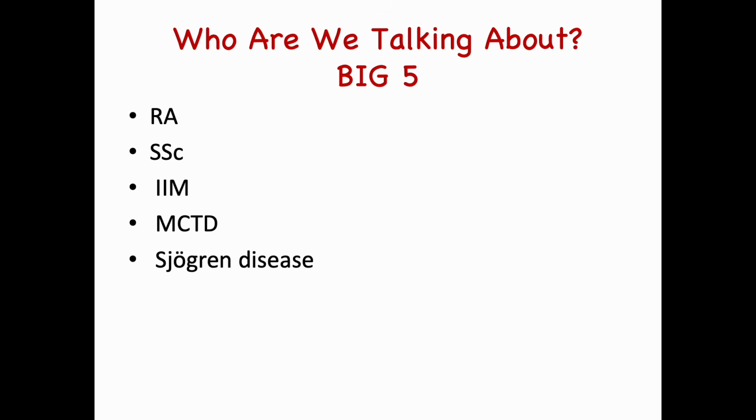So, what are we talking about here? Are we talking about all the SARDs? We are not. This guideline talks about the big five of systemic autoimmune rheumatic diseases, which includes rheumatoid arthritis, systemic sclerosis, inflammatory myopathies, mixed connective tissue disease, and Sjogren's disease.